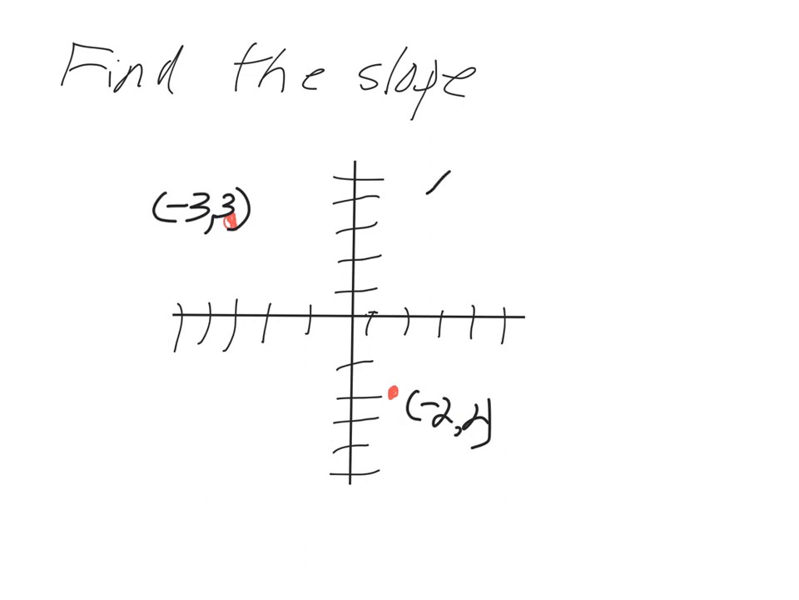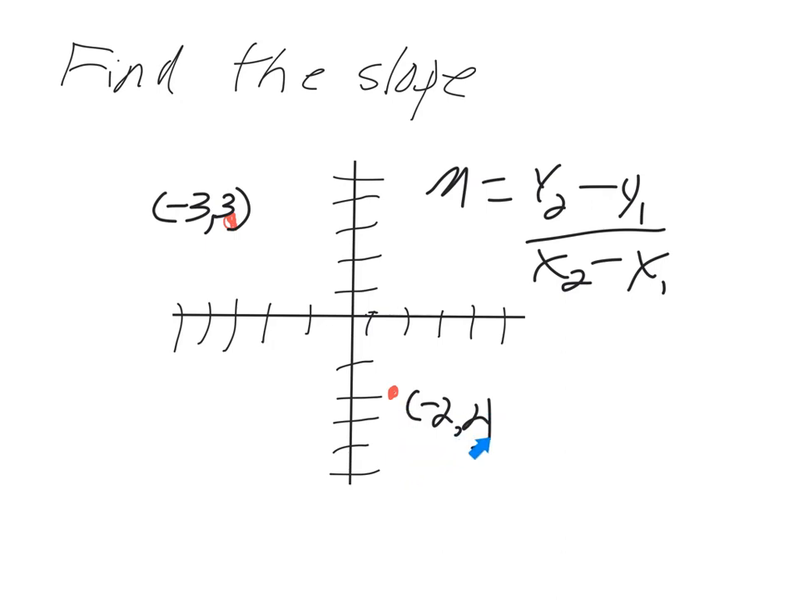Now, to find the slope, the formula for slope is m equals y2 minus y1 over x2 minus x1. Now I'm going to share something very important with you right now. It does not matter what you choose as y1, or what you choose as x1, or what you choose as y2, or what you choose as x2.